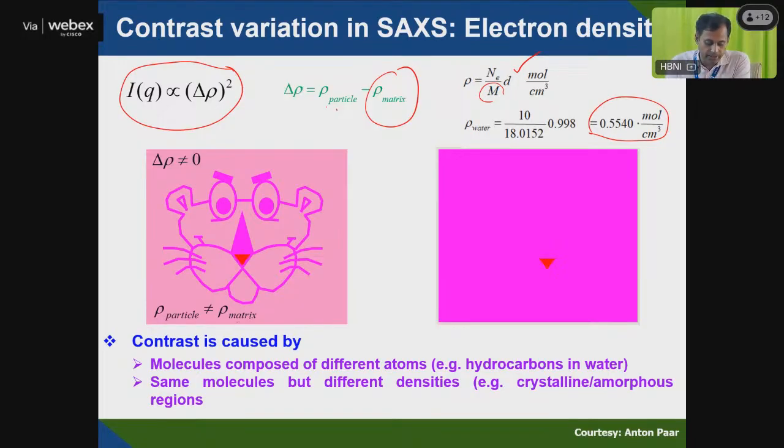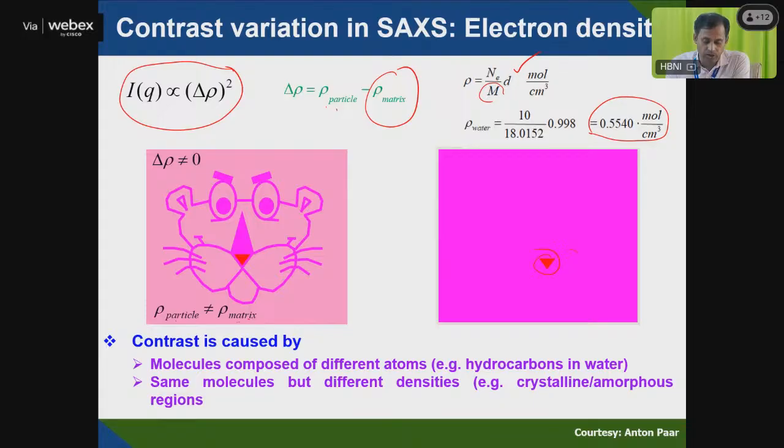So here ρ particle is not equal to ρ matrix, and you will be able to see the whole image. But if ρ particle is equal to ρ matrix, then in this case you can see only this red portion, and all the rest is mismatched. That means the electron density is almost similar to that of the matrix. You can see those things.